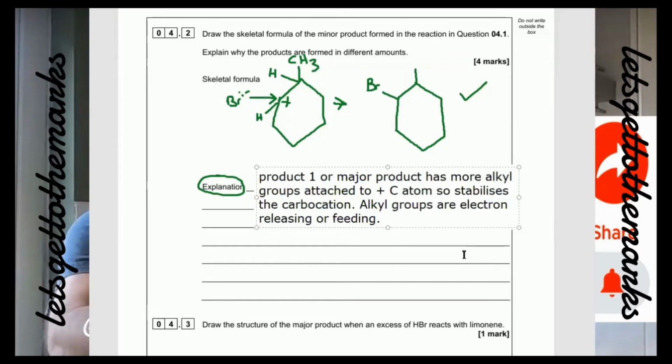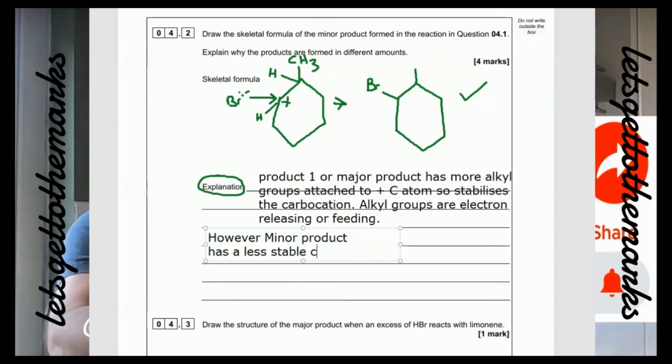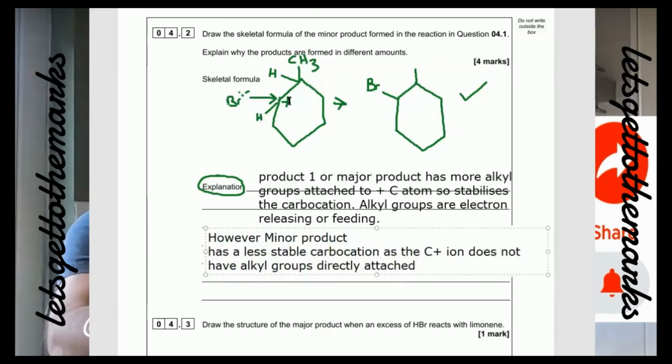Some people call them electron feeding or electron donating. So they donate electrons to that positive carbon atom, and they make it more stable basically, and more likely to form. However, this product that I've shown here, this is the minor product, and this is less stable. The reason why it's less stable is that, where I've put the plus there, that carbon atom doesn't have any alkyl groups attached. So it is less likely to form because this carbocation would be less stable. So this is why this one is less likely to form.